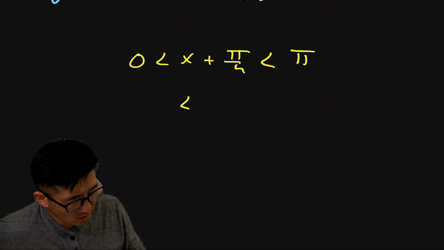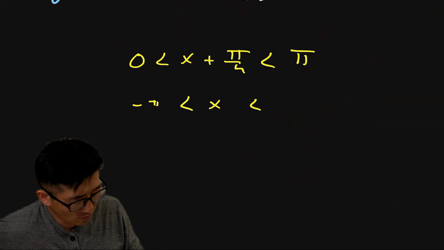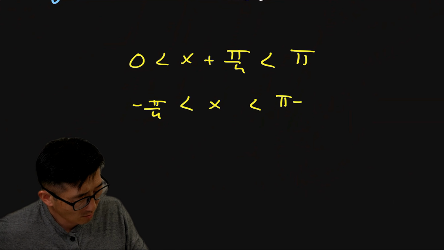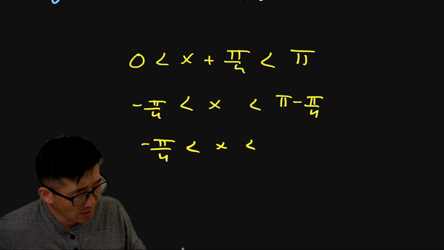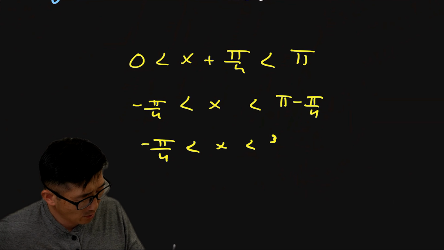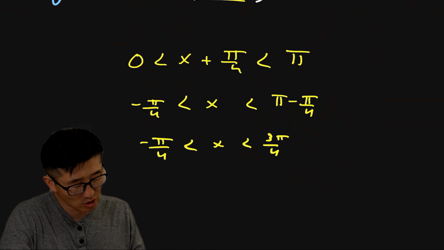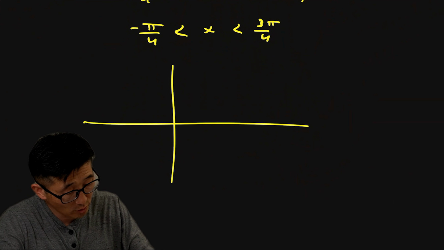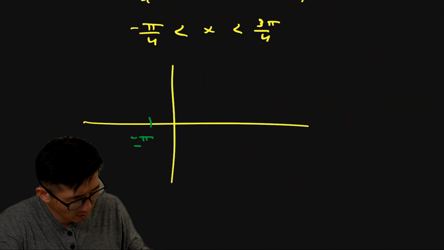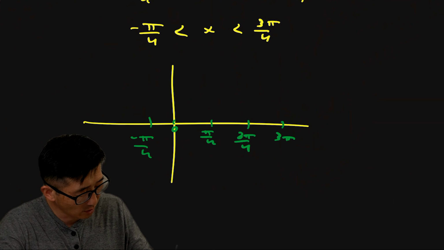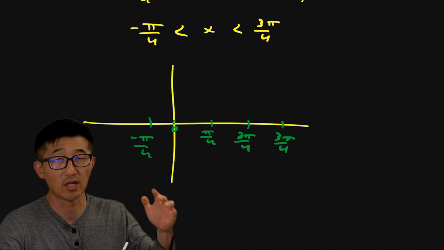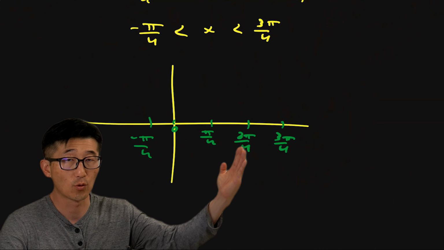Okay, so to isolate x in the middle, we're going to subtract by pi over 4. On the left side, it's at negative pi over 4. On the right, pi minus pi over 4 is 3 pi over 4. So again, it shifted left. So we're going to put negative pi over 4 right over here. 0, pi over 4, 2 pi over 4. I know you can reduce that to pi over 2 later. And then 3 pi over 4. The reason I do this is just to show you that it's really easy to count. 1/4, 2/4, 3/4, right?